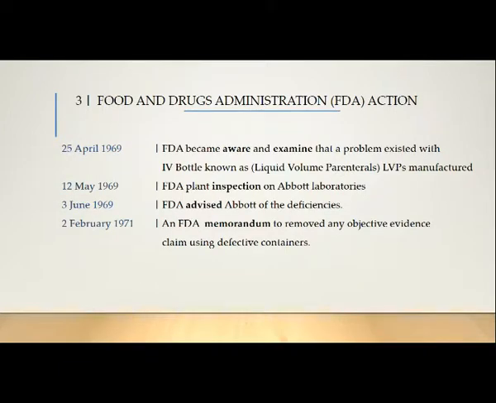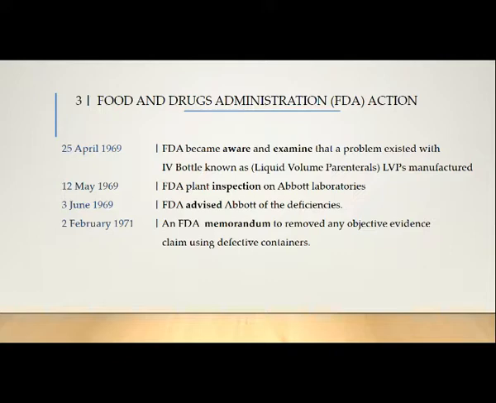My name is Muhammad Luqman bin Yusuf. I will explain to you about the chronology of the FDA action against Abbott Laboratories. First, on 25 April 1969, FDA became aware and examined that a problem existed with IV bottles, known as LVB's manufacture. On 12 May 1969, FDA started an inspection on Abbott Laboratories.